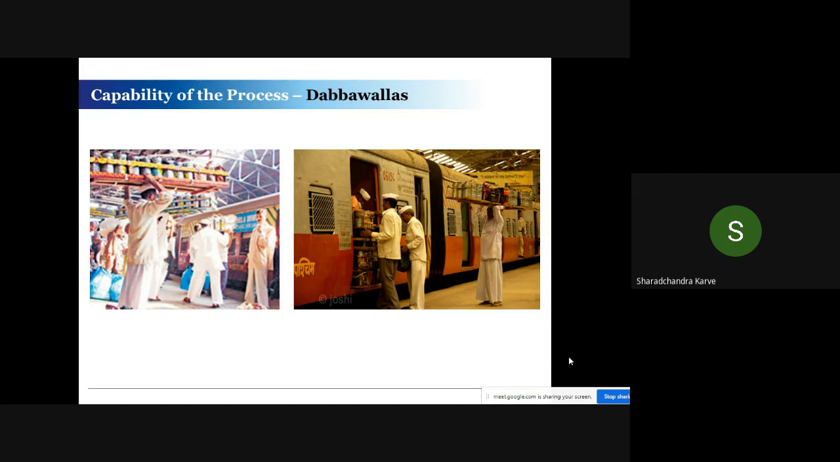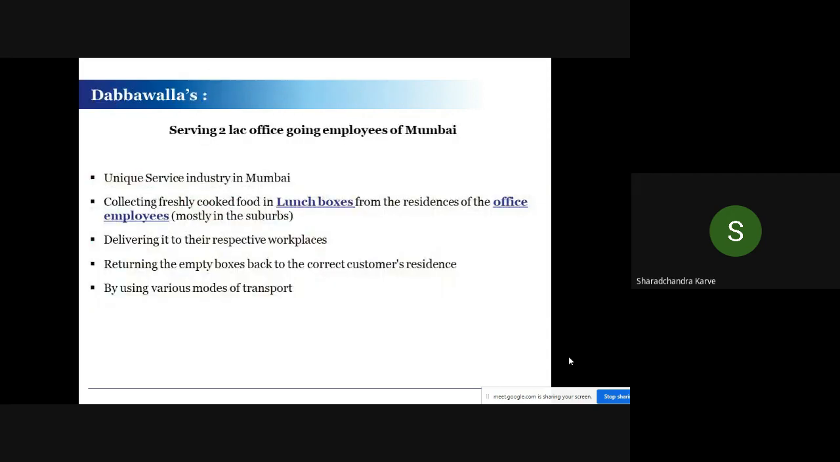So here are the pictures. Next, go to the next slide. So what do the dabbawalas do in Mumbai? You have seen that in a picture. It is a unique service industry in Mumbai. What they do is collect freshly cooked food in lunch boxes from their residences, and they deliver it to the employees in main Bombay. They collect the tiffins from the suburbs and deliver them to their offices in Mumbai.